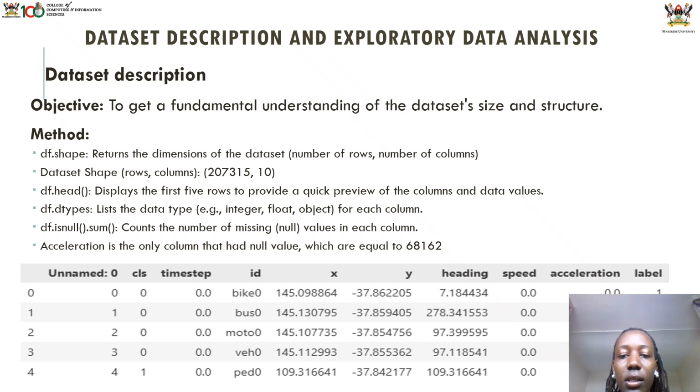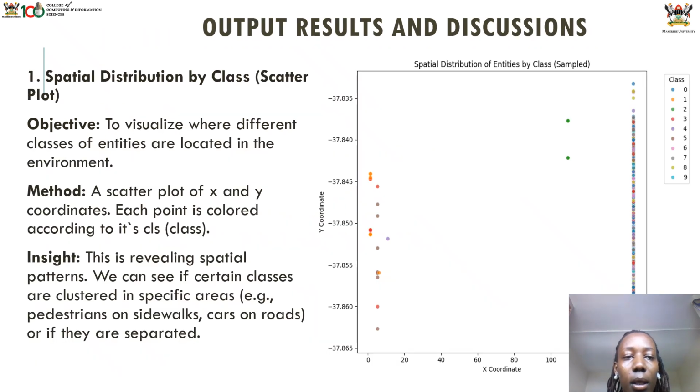that it had 68,162 empty rows in acceleration. We're able to see our data types. The first, we had floats, we had objects, we had ints. So basically, as you can see in the table below, then we carried out a spatial distribution by class.